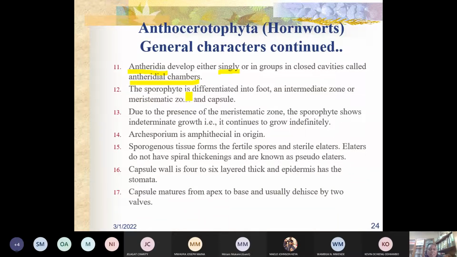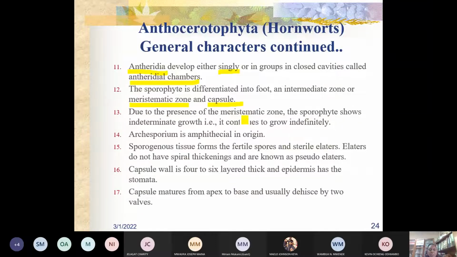Now we've finished talking about the gametophyte. Now the sporophyte may be differentiated into a foot, an intermediate zone, or what we'll call the meristematic zone, and then the capsule. So it's got a foot, a zone in between the foot and the capsule.